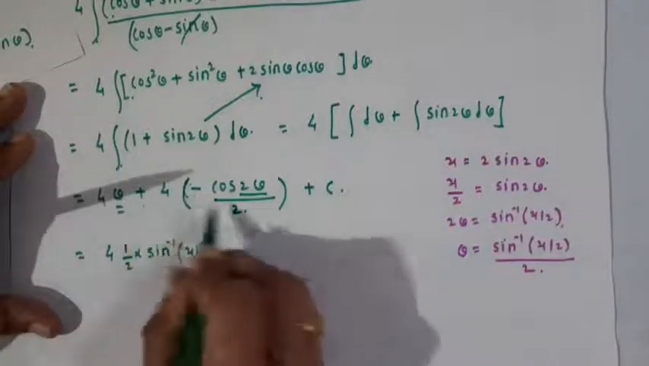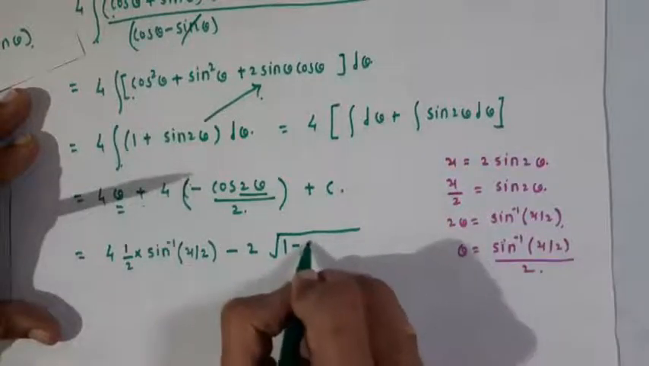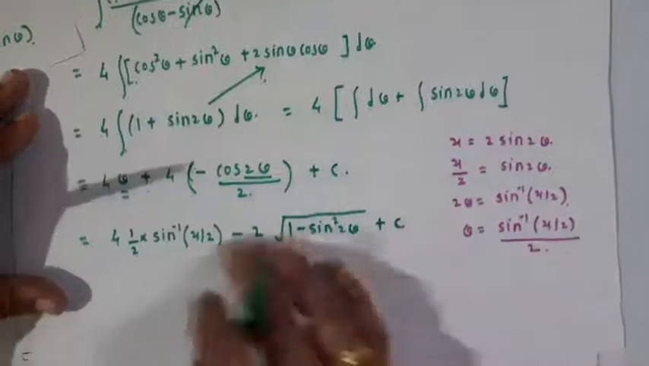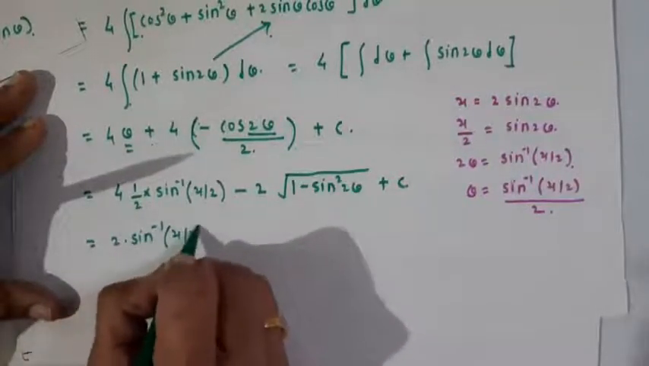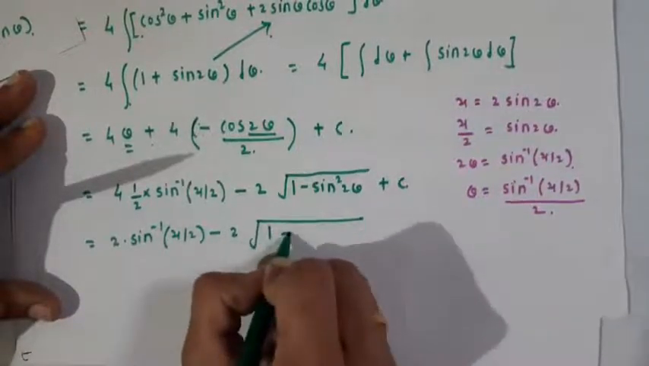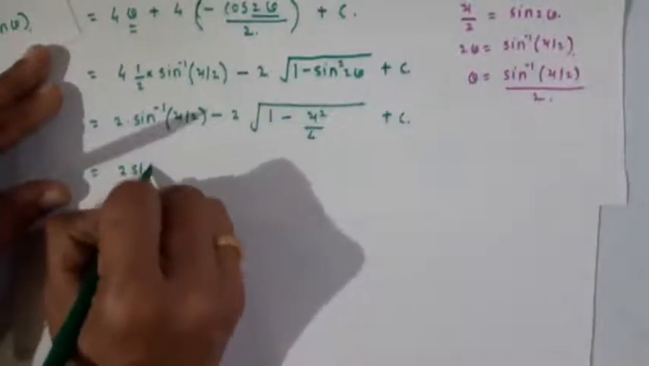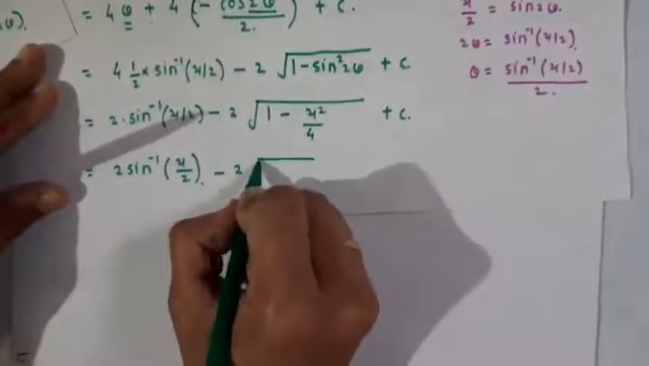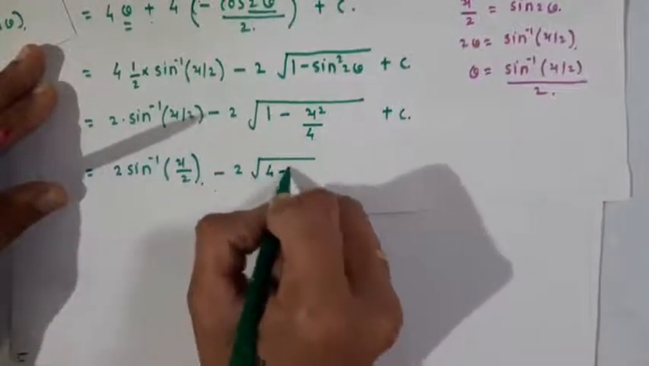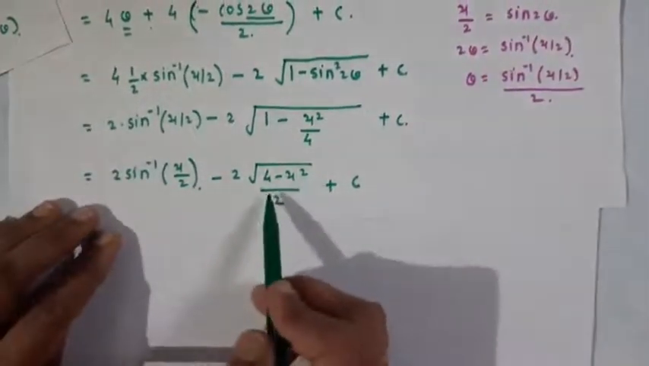Minus, 4 divided by 2 is 2, and cos of 2 theta we can write in terms of square root of 1 minus sine square 2 theta plus constant of integration c, and this is 4 by 2 is 2 sine inverse of x by 2 minus 2 into square root of 1 minus x square by 4 plus constant of integration c, and this is equal to 2 sine inverse of x by 2 minus 2 into square root of, take the LCM, that is 4 minus x square upon square root of 4 is 2 plus constant of integration c, 2 gets cancelled, and this is the solution of your problem.